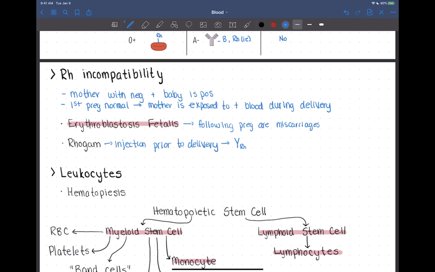The reason this Rh incompatibility is such a big problem has to do with the fact that these Rh antibodies can cross the placenta. If a mother is making these antibodies after being exposed that first time, they can go across the placenta and harm the baby and cause the miscarriage. However, antibodies against the A and B antigens cannot cross the placenta, so there's no interaction there. So that's Rh incompatibility.